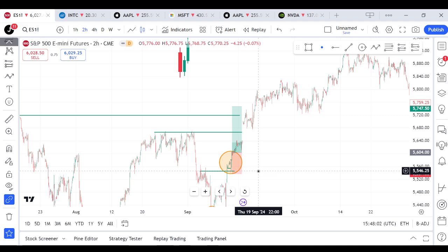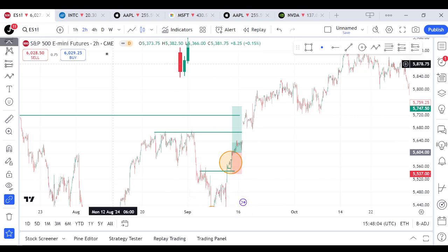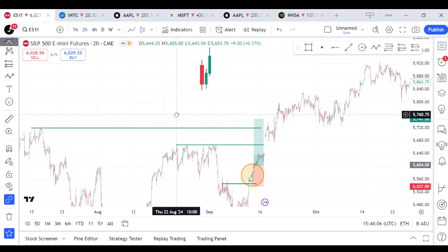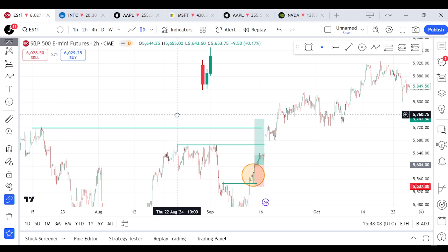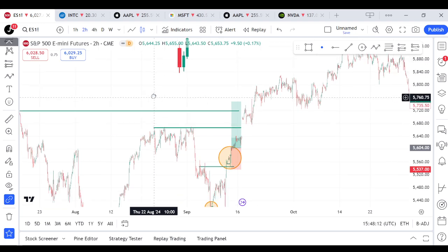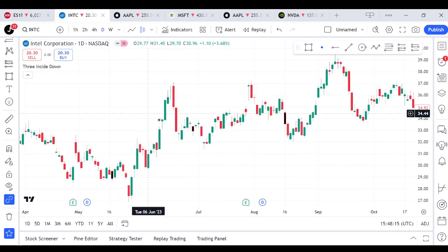So let's look at the bearish three inside down candlestick pattern. We've looked at the three inside up. Now let's look at the three inside down. Remember, these are the types of the three inside pattern. So let's look at the three inside down candlestick pattern.